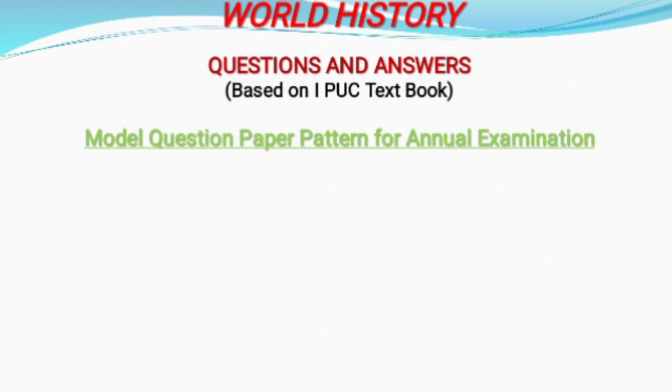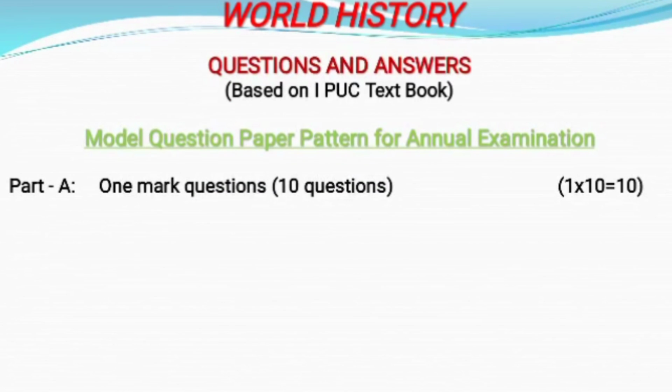Here, for your annual examination, a total of 6 parts are there. Part A relates to 1 mark questions. In Part A, a total of 10 questions are there, and all these 10 questions are compulsory, and each question carries 1 mark. You should write in a word or a sentence each. Total 1 into 10, 10 marks.